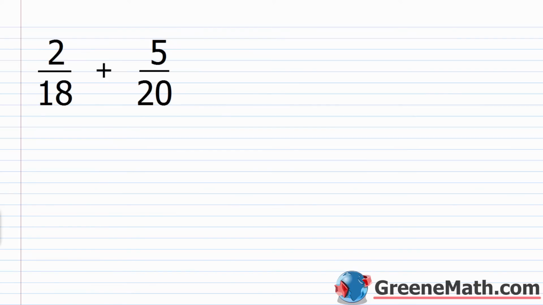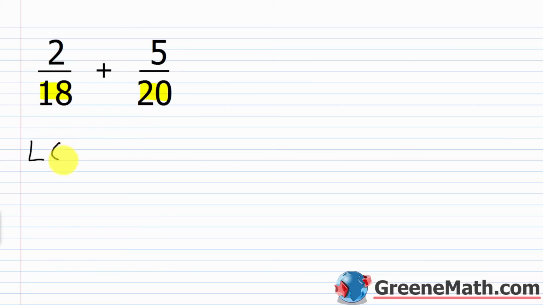Now again, you already know, if you've watched all the videos so far, that if you add or subtract fractions, you have to have a common denominator. So here we have a denominator of 18, here we have a denominator of 20. So before we can actually add, we have to change each fraction into an equivalent fraction, meaning it has the same value, but with a common denominator. So in order to do that, we find the least common denominator for these two fractions.